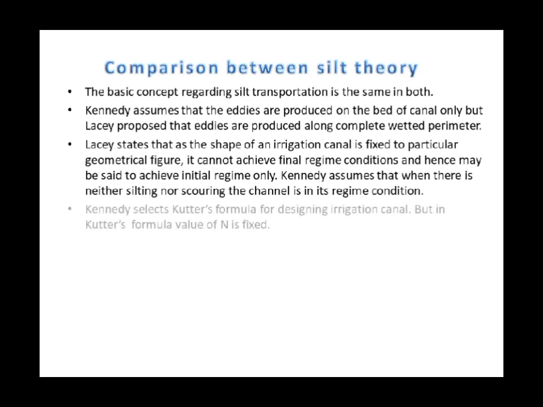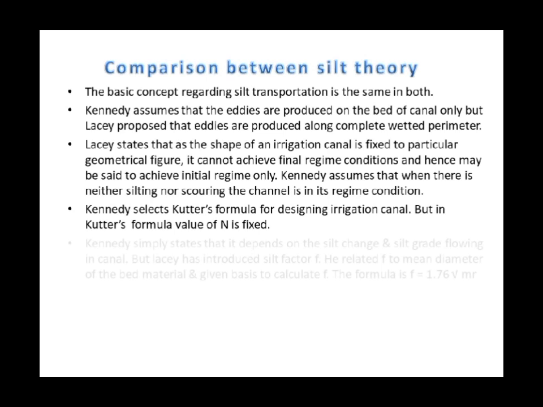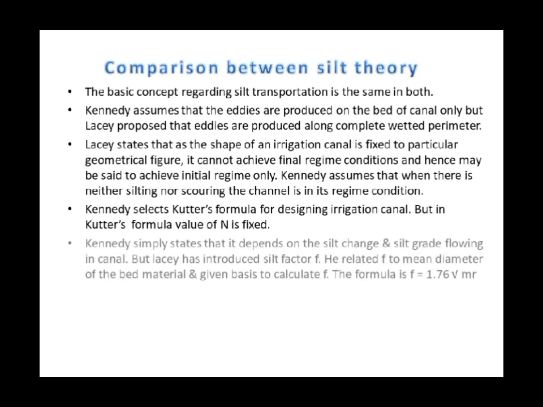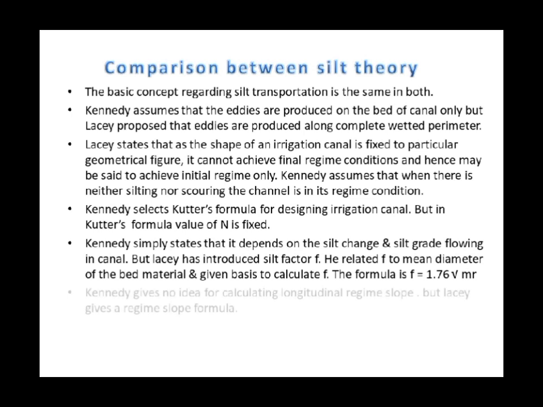Kennedy selects Kutter's formula for designing an irrigation canal, but in Kutter's formula the value of n is fixed. Kennedy simply states that it depends on the silt charge and silt grade flowing in the canal. But Lacey has introduced the silt factor f. He related f to the mean diameter of the bed material and gave a basis to calculate f. The formula is f equals 1.76 square root of mr.